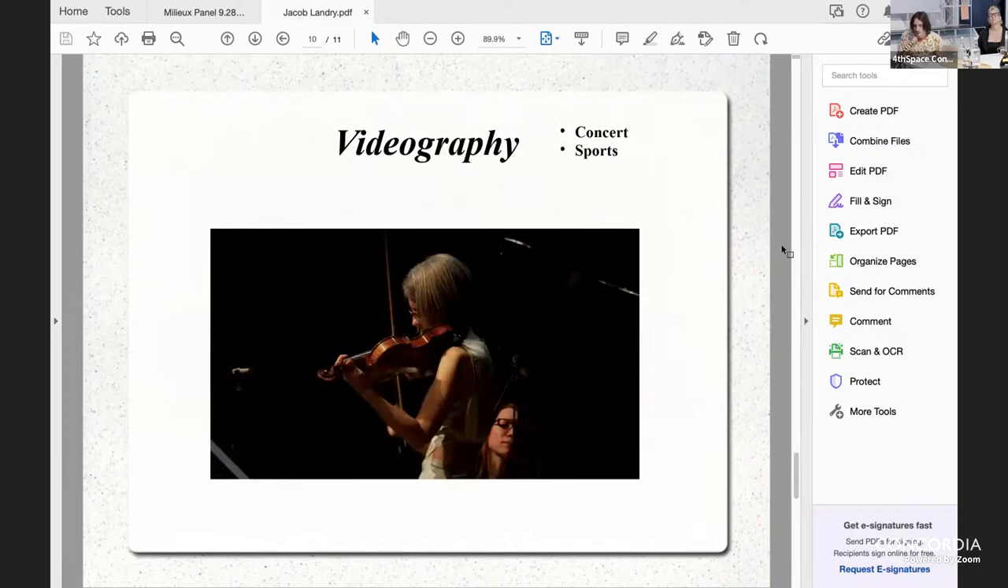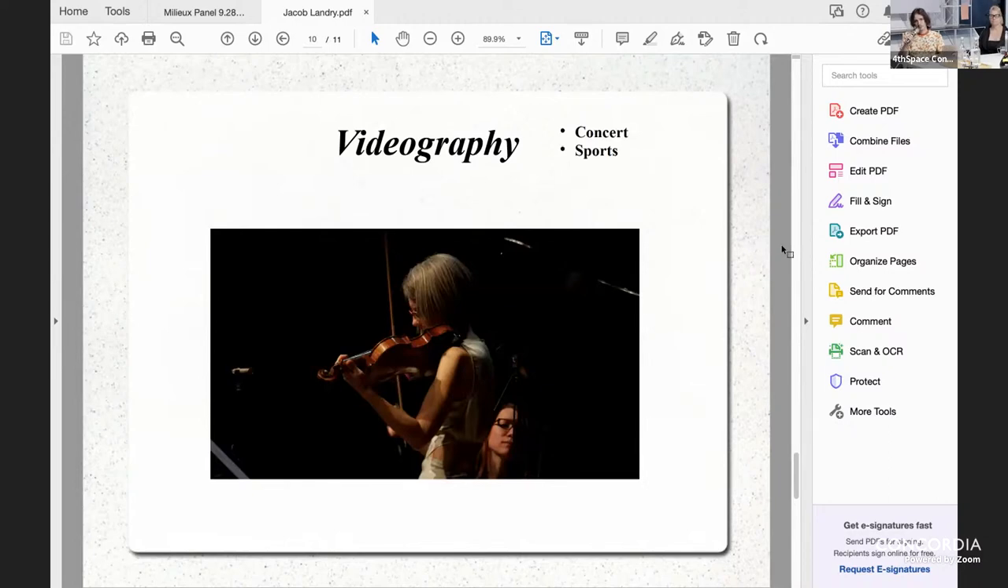I'm also a videographer. I shoot concerts and I shoot sports. And that's important for this role because I never know if I should call myself a filmmaker or a videographer in reference to what I do on this project, because it's like a documentary. It's like pure documentation. And I'm definitely trying to be as real and direct as possible.